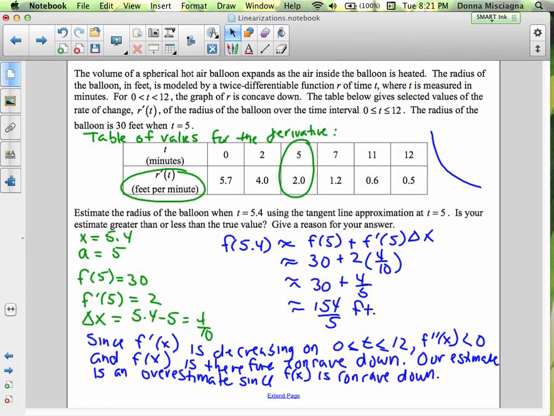I almost guarantee there'll be a problem like this on an AP test. Remember, when you're estimating, think linear approximation. It really is set up the same way each time, it's just some things may differ. Where are you getting your information for the derivative? Could it be from a graph? Could it be from a table? Or do you have to use the average rate of change to approximate? We had a couple of real good real-world problems to help you through these.